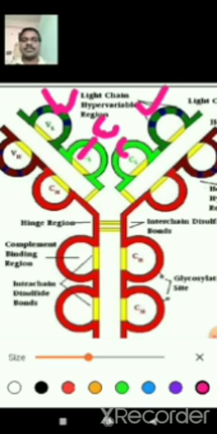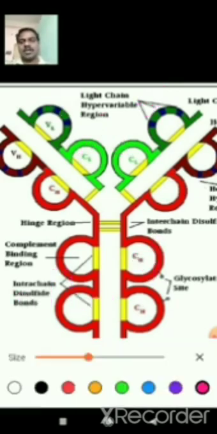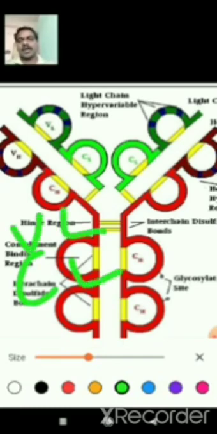In the light chains, two domains are present at either side, called the variable domain and the constant domain. In the light chain, we call them VL, variable light chain, and CL. CL means constant domain and VL means variable domain. These are the two domains present in the light chains on either side, and in the heavy chain.